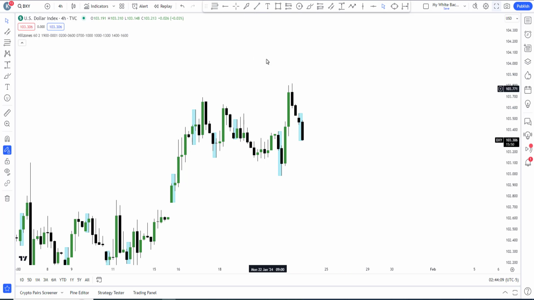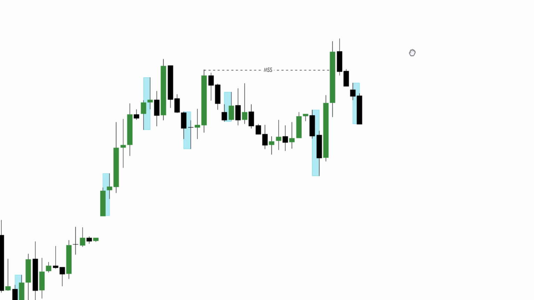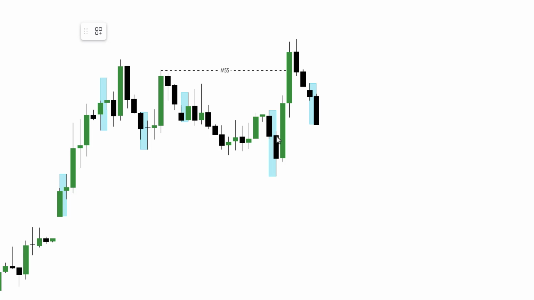Right here, we have a shift in market structure. All right. That is a shift in market structure because we can see price pushing below here, shifted structure, and then it's shifting structure to the upside again. And look at this perfect analysis. We have price coming into this fair value gap in the 4-hour time frame.